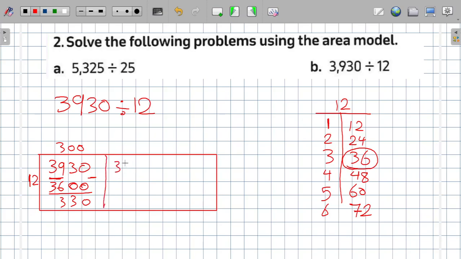So I have 3, 3, 0. After that, I will search in the timetable for the first two digits here. I have 33. So I don't have 33 here. So I will search for a number less than 33. So I have 24 and 12. So I will take 24. Okay. So I have 24 and I have 1 0 here. So I will write 1 0.